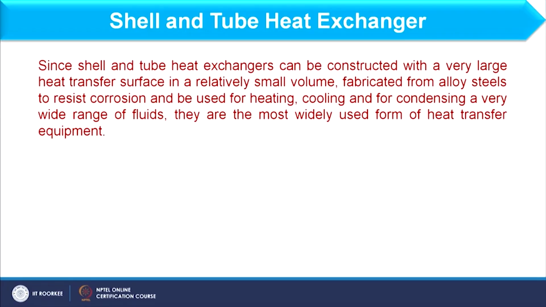And this heat exchanger can be fabricated from alloys of steel, which resist corrosion, and it can be used for heating, cooling, and for condensing a very wide range of fluids. So, what is the conclusion over here? That shell and tube heat exchanger is not only used to transfer sensible heat, it is also used to transfer latent heat, and therefore, it can be used as a condenser and reboiler also, along with the process to process heat exchanger, right. And because of all these advantages, these heat exchangers are most widely used in chemical plants as heat transfer equipment.